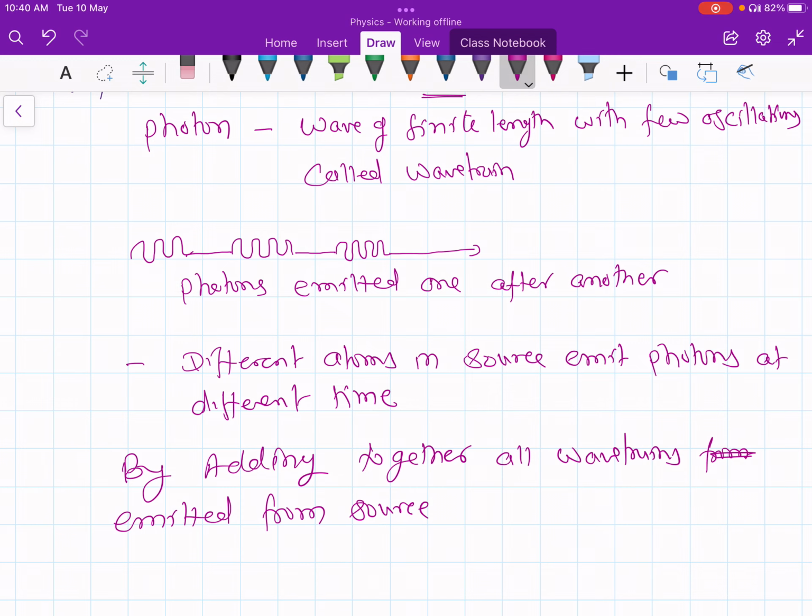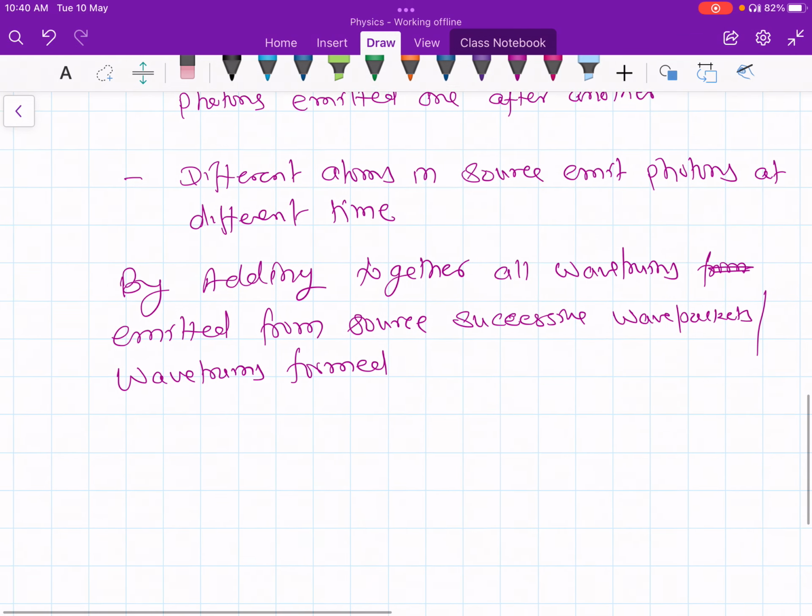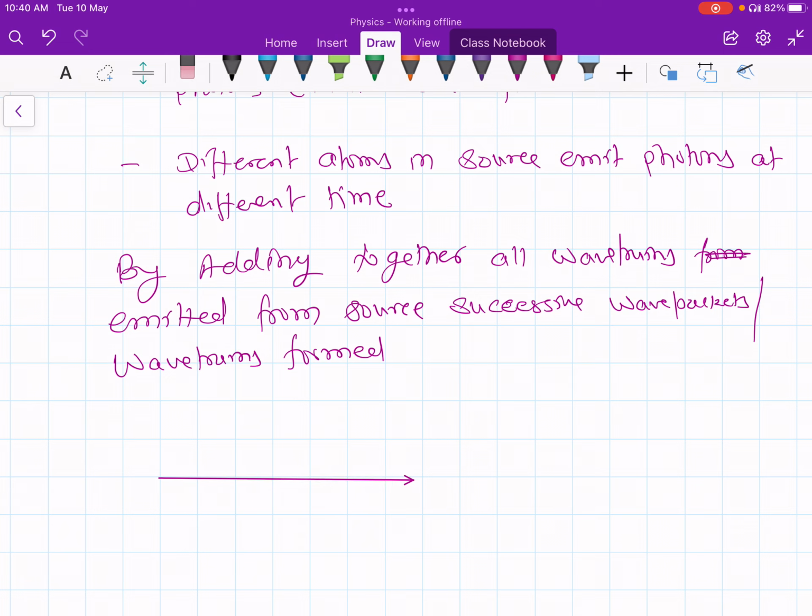By adding together all these wavetrains, successive wave packets or wavetrains are formed. Let me show you those successive wave packets or wavetrains. You can call it a wave packet or you can call it a wavetrain. This is one wave packet.